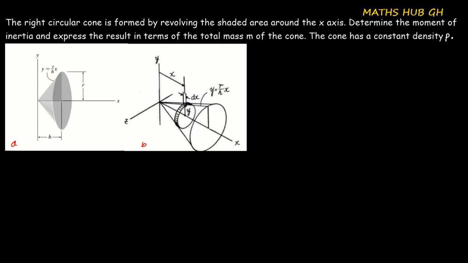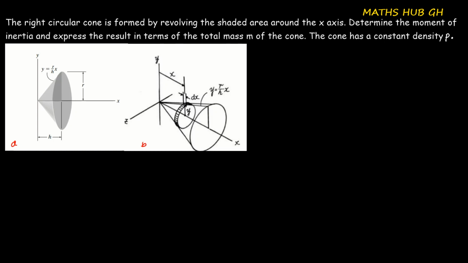In this video, we are going to solve this question I have on the screen. The question says the right circular cone is formed by revolving the shaded area around the x-axis. Determine the moment of inertia and express the result in terms of the total mass m of the cone. The cone has a constant density rho. So let's look at how we are going to solve this question.